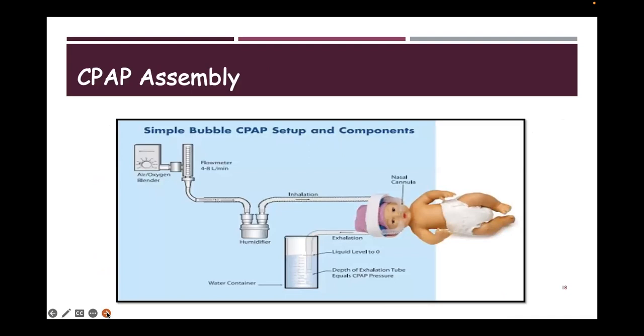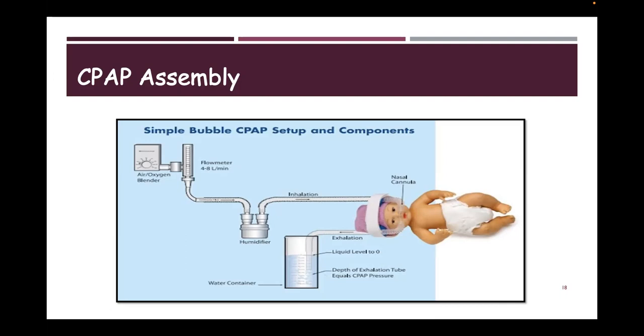So this is the normal CPAP assembly, which has the air oxygen mixture going into the blender, where the gases are humidified and warmed, goes to the baby with the help of the interface, and then comes back. And in case of bubble CPAP, this pressure is generated by immersing the expiratory limb in the water, whereas in the ventilator, it is delivered by the PEEP valve.